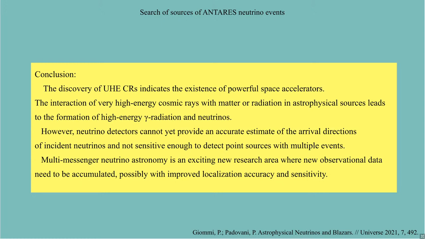Conclusion for this story. The discovery of ultra-high-energy cosmic rays indicates the existence of powerful space accelerators. Interactions of very high-energy cosmic rays with matter and radiation in astrophysical sources lead to the formation of gamma radiation and high-energy neutrinos. However, neutrino installations cannot yet provide an accurate estimate of the direction of neutrino arrival and are not sensitive enough to detect point sources with multiple events. Multi-messenger neutrino astronomy is an exciting new area of research where it is necessary to accumulate new observatory data, possibly with increased localization accuracy and sensitivity.